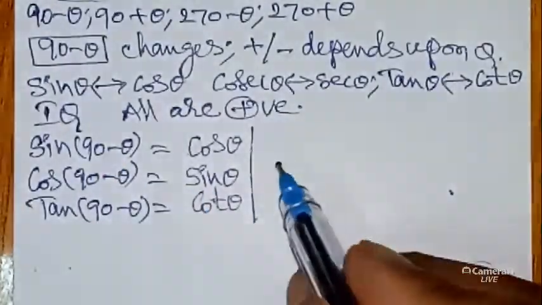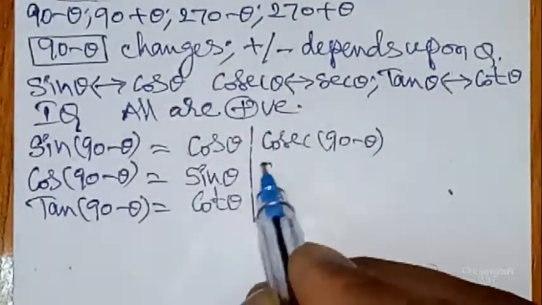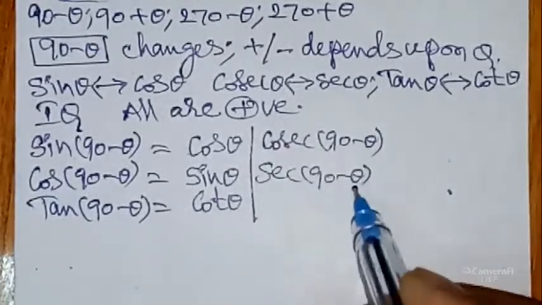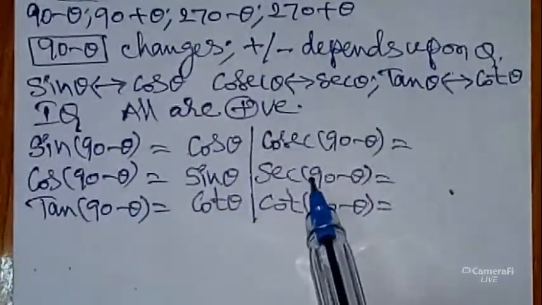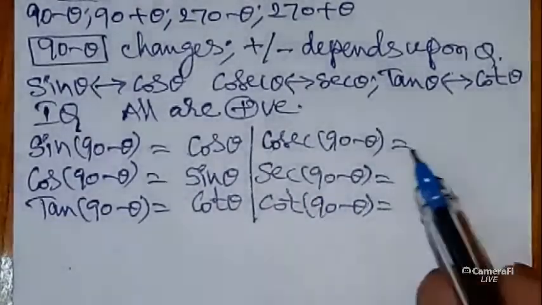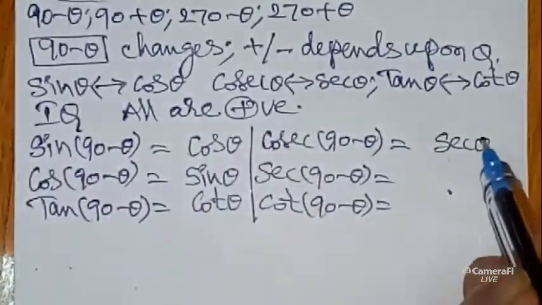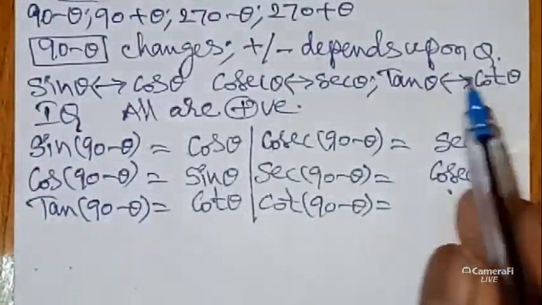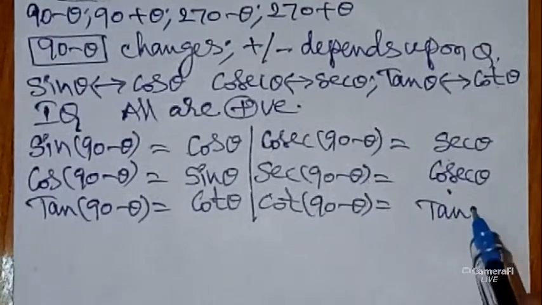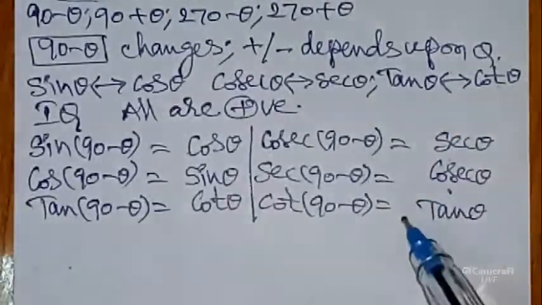Next, reciprocals of these three values are cosecant 90 minus theta, secant 90 minus theta, cot 90 minus theta. Sin reciprocal is cosecant, cos reciprocal is secant, tan reciprocal is cot. So here cosecant is changing into secant theta, secant theta is changing into cosecant theta, cot is changing into tan theta, and in first quadrant all are positive, no need to write a negative symbol.